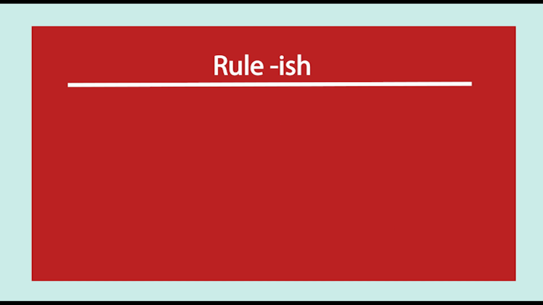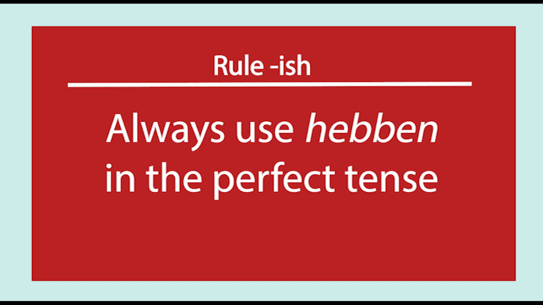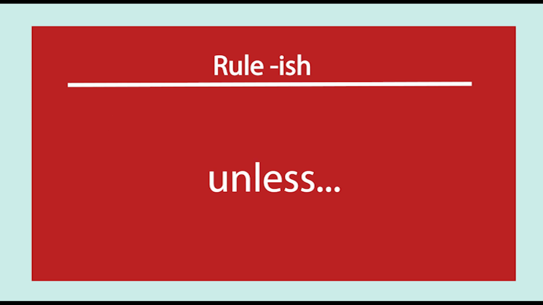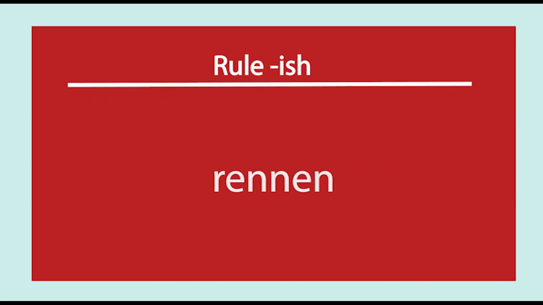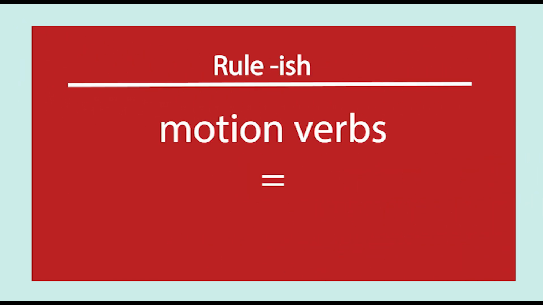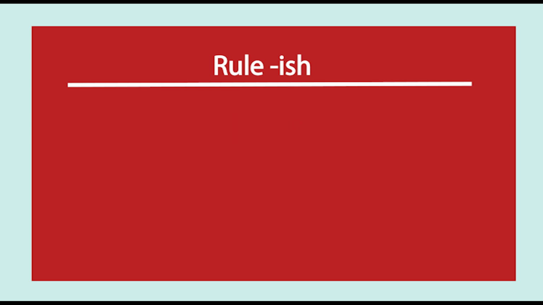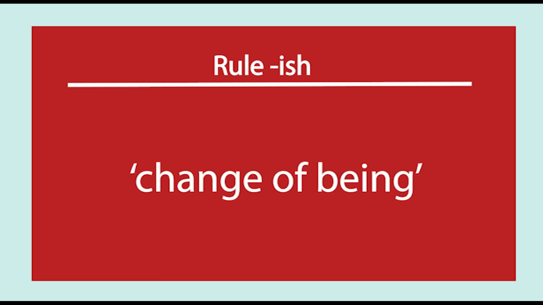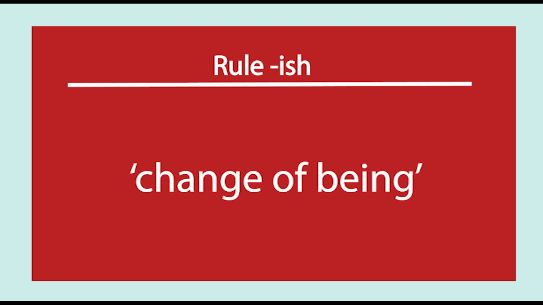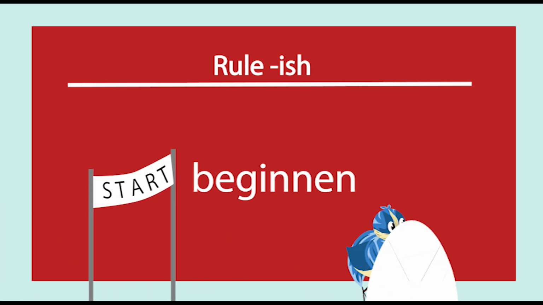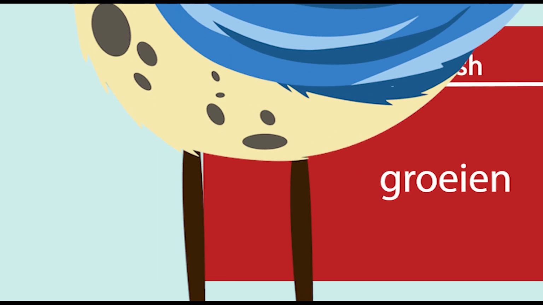It's time for a rule-ish. Always use hebben in the perfect tense in Dutch, unless the main verb expresses motion. For example, rijden, vliegen, rennen. In this case, we use the verb zijn. Verbs that indicate a change of being also use zijn in the perfect tense. This is a rather vague category, but it includes verbs such as beginnen, barsten, and groeien.